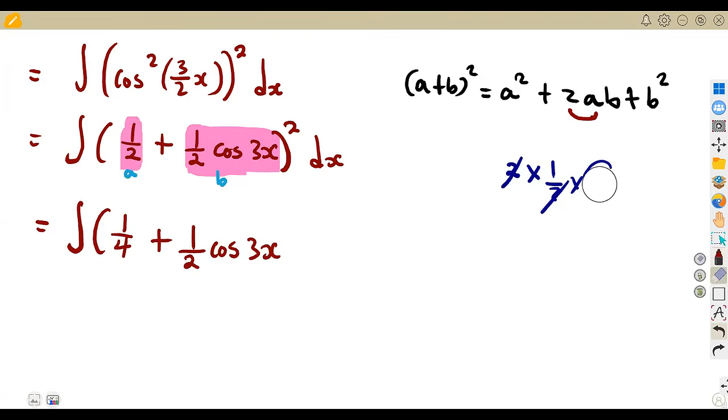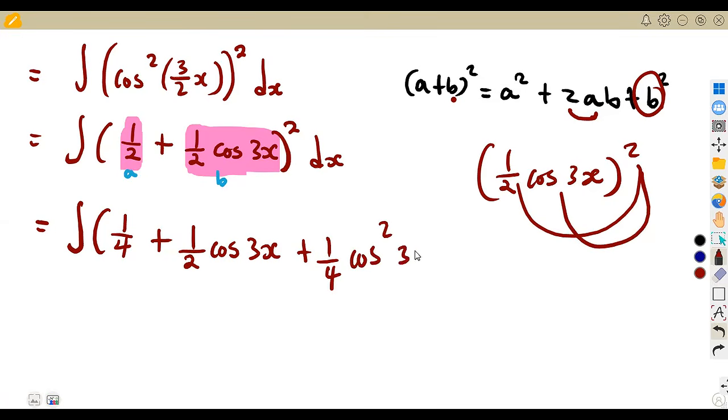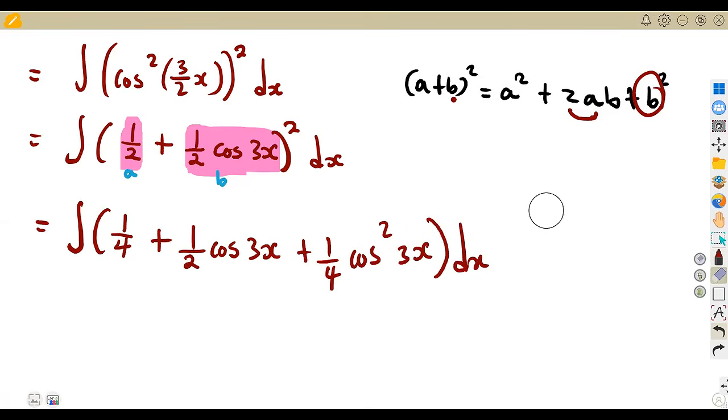Then we also have plus b squared, meaning to say is the last term squared, b squared. So the last term is this one. We square this. We are squaring 1 over 2 cos of 3x like this. This is the part that we have to square. So we square 1 over 2. It gives us 1 over 4. So that will be 1 over 4. We square the cos. So it is going to be cos squared of 3x like that. All right. So this is how you expand that squared.